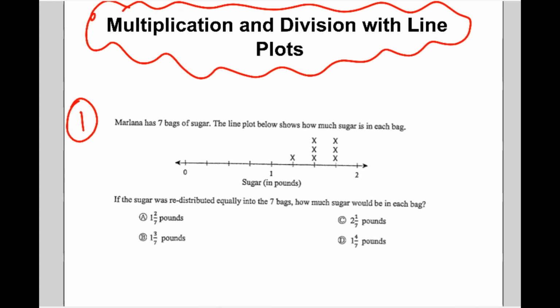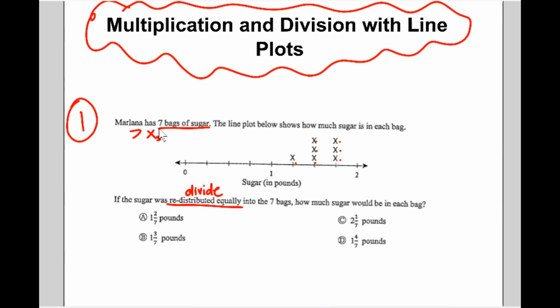So first of all, let's attack the words so we can understand the problem. They're saying Marlana has the 7 bags of sugar, right? So that means that there's 7 X's. Let's make sure. 1, 2, 3, 4, 5, 6, 7. Correct. So we found that out. Now it says if the sugar was redistributed equally. Redistributed equally means like you're sharing equally, which means you're dividing. So that means divide.